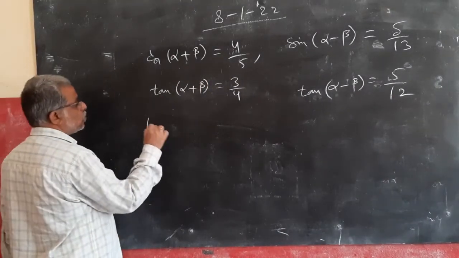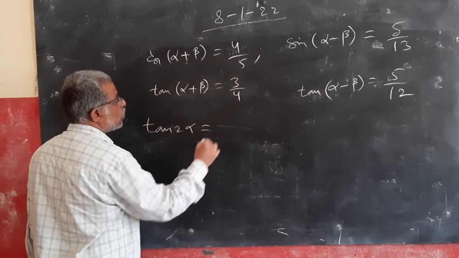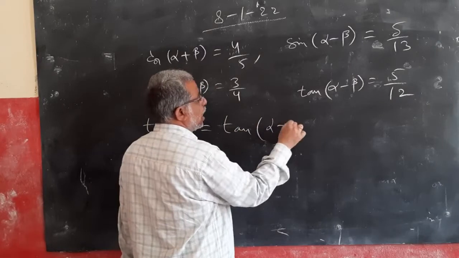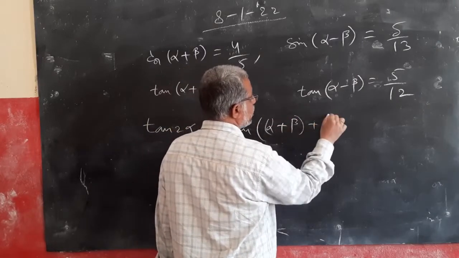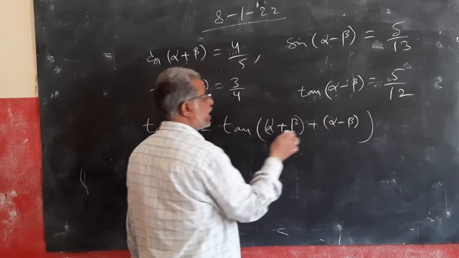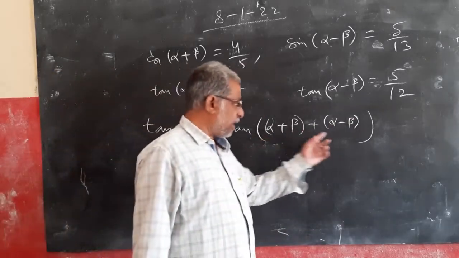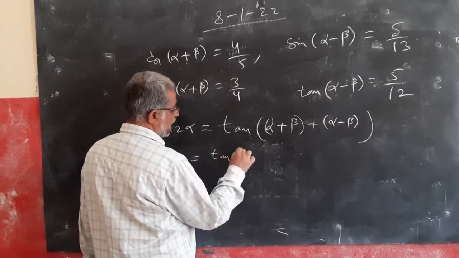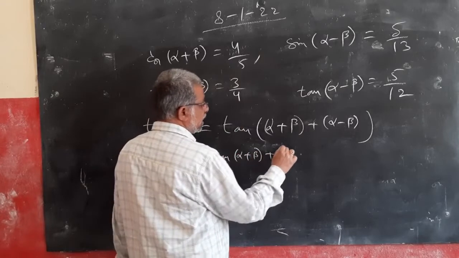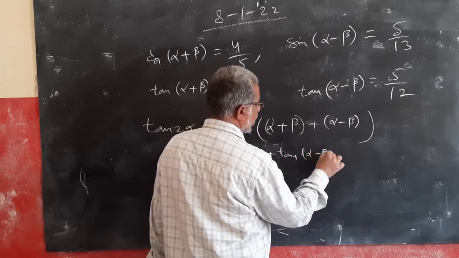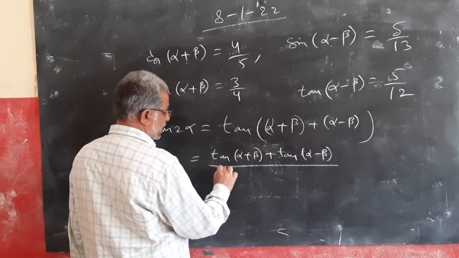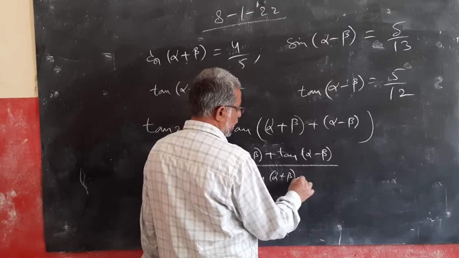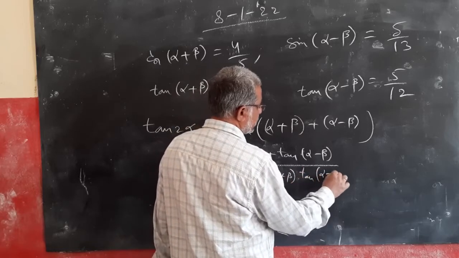Now I need tan 2 alpha. How to find tan 2 alpha? Tan 2 alpha is nothing but tan of alpha plus beta plus alpha minus beta. Automatically beta cancels and I get 2 alpha. So I can write the tan of a plus b formula: tan a plus tan b by 1 minus tan a tan b. That is tan of alpha plus beta plus tan of alpha minus beta by 1 minus tan of alpha plus beta into tan of alpha minus beta.